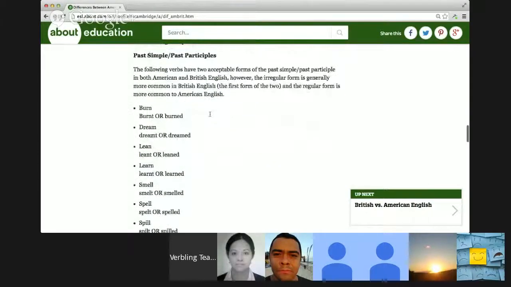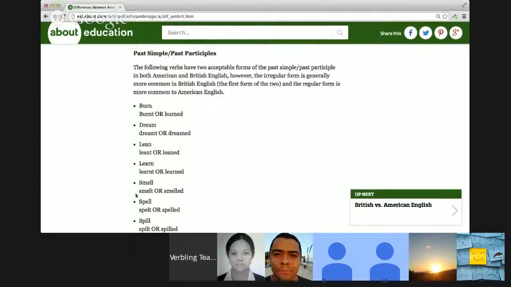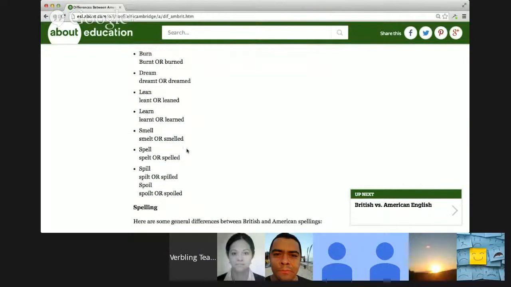All right, last little bit about grammar. I'm going to ask Alan, do you read past simple, past participles, please? The following verbs have two acceptable forms of the past simple and past participle in both American and British English. However, the irregular form is generally more common in British English. The first form of the two, the regular form, is more common in American English.